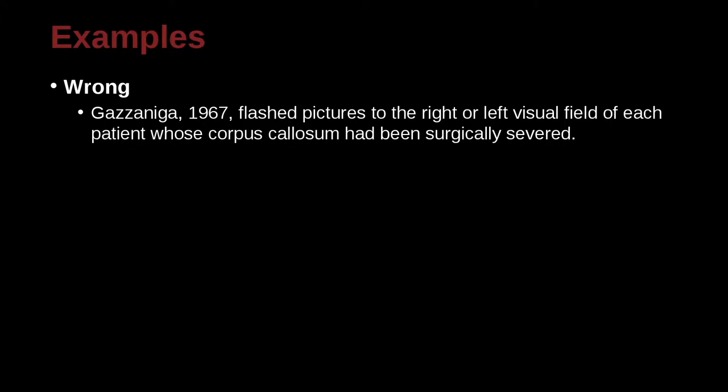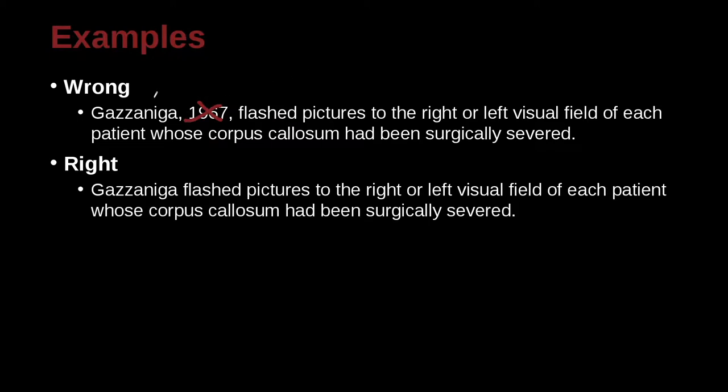Gazzaniga, 1967, flash pictures to the right or left visual field of each patient whose corpus callosum had been surgically severed. So of course, right away we can see there's a problem because we have a year. In MLA, we don't include the year. Rather, we include page numbers. And in this case, we just have Gazzaniga, but we have no page number because it's just referencing the whole general work. So it could be the whole paper in general.